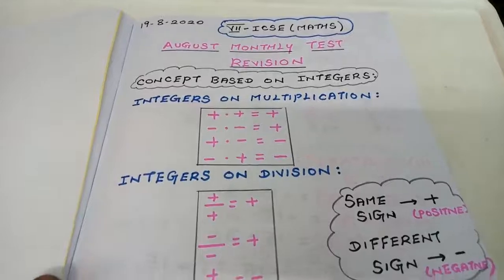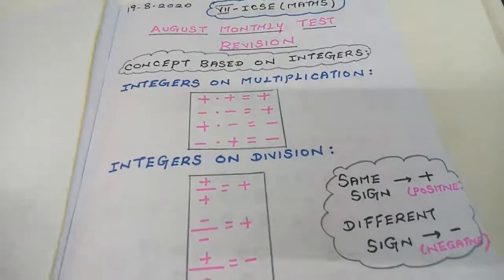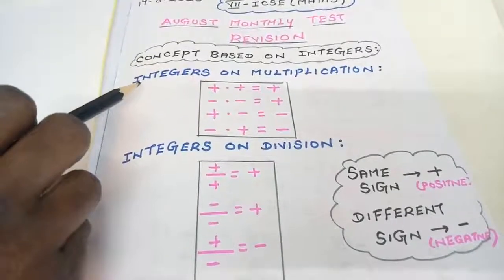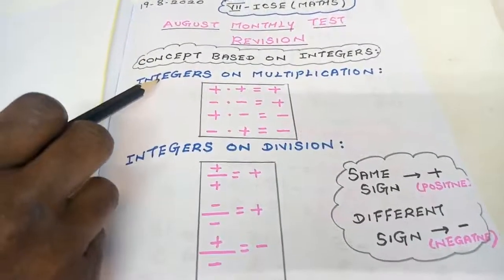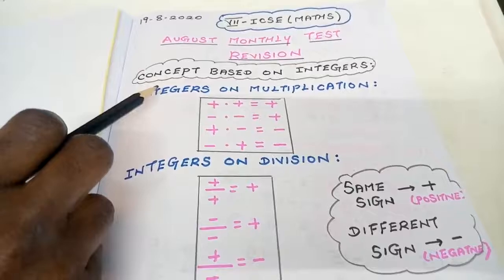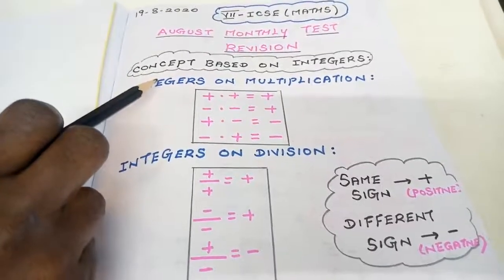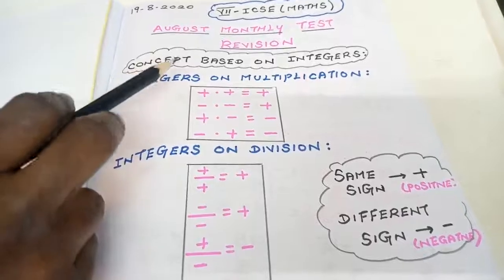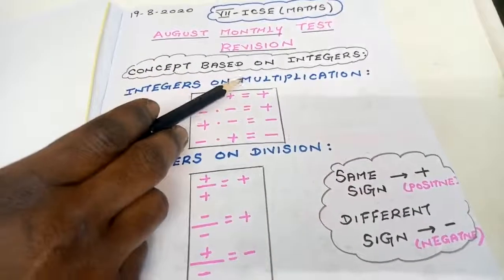So, first, before starting with the sums, we are going to recall some concepts based on integers. In integers, you will be having only two types of sign, one is positive and another is going to be negative. First, we are going to see integers on multiplication.